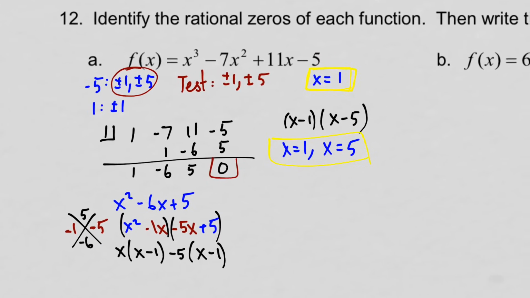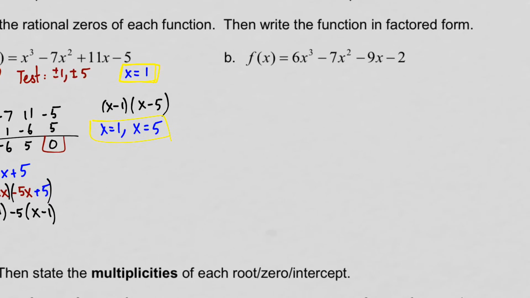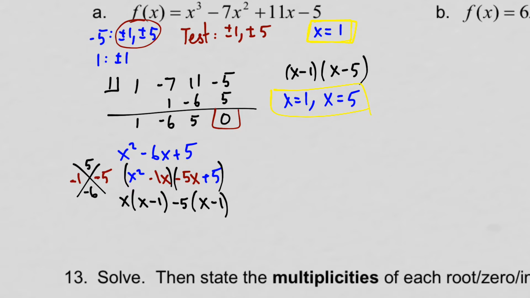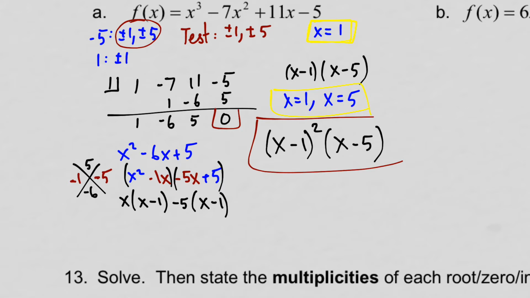Now it says identify the rational zeros. We found them. Write the function in factored form. So put those zeros in factored form. It's going to look like this. X minus 1 is the one that gave me 1, right? But there's 2 of them, so it's actually x minus 1 squared. And then what gave me 5? X minus 5. There you go. That is the factored form of the function, and the zeros are the ones that I boxed in yellow.